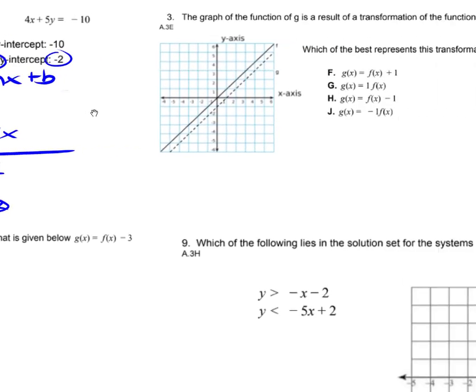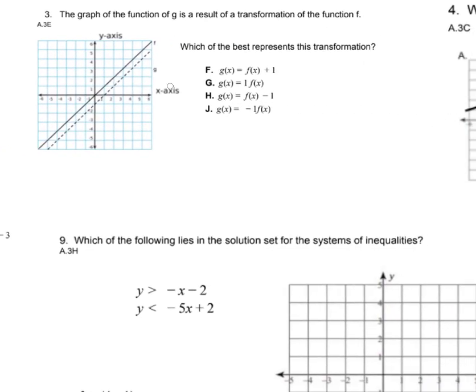Let's go ahead and move on to question number 3. Question number 3 says the graph of the function g is a result of a transformation of the function f. So it's telling us that g came from f. That's important. So here's my g, it's labeled here.